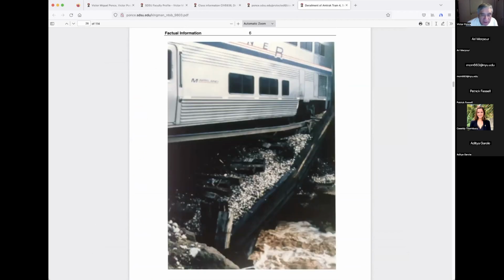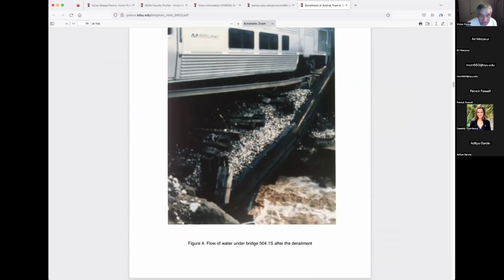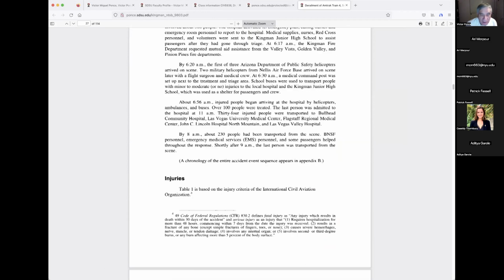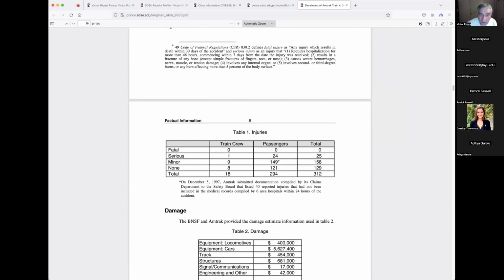So post-accident events, that's a picture of the actual site. Flow of water under the bridge. After the derailment, the water was still flowing a little bit, and so forth. Injuries, there were some people injured. Nobody killed, but 312 people injured in the accident.